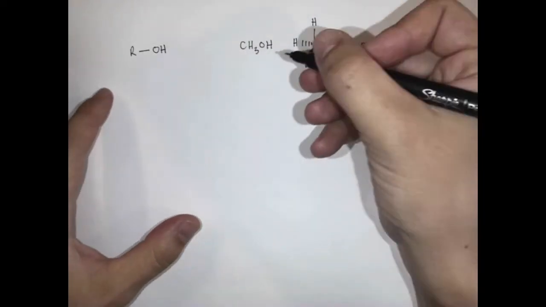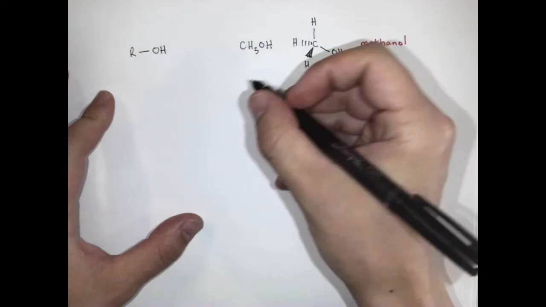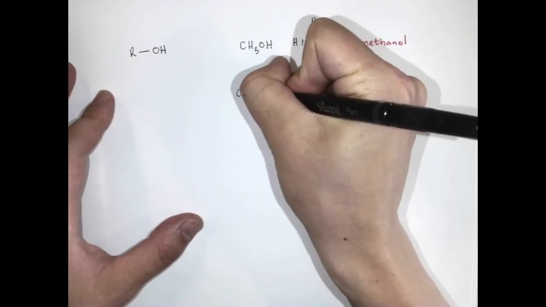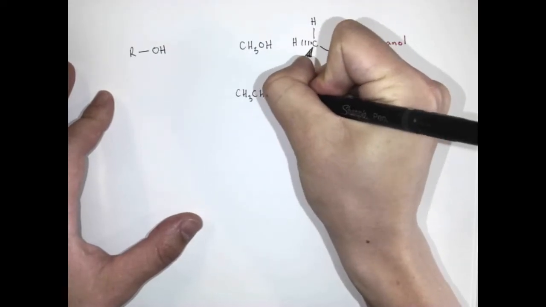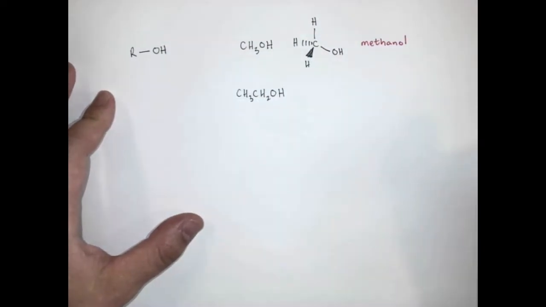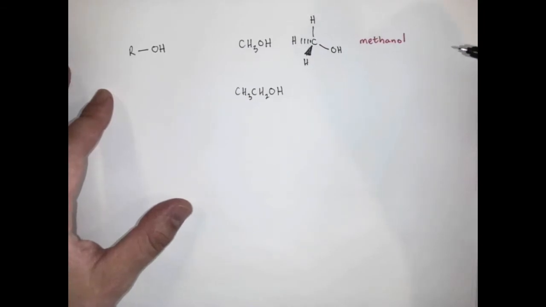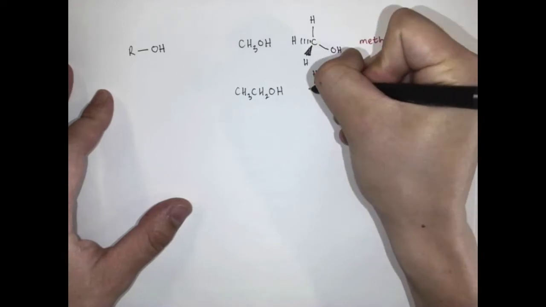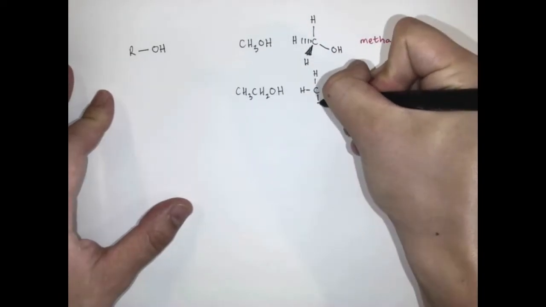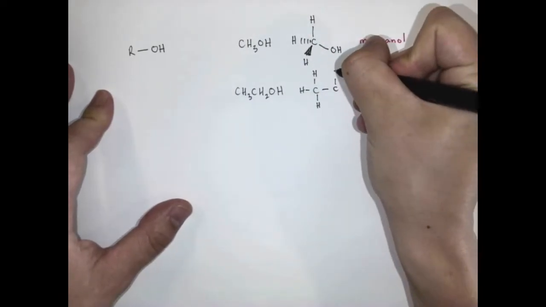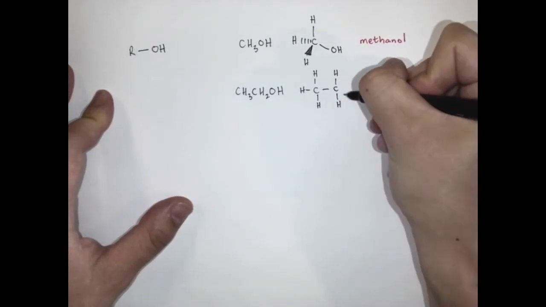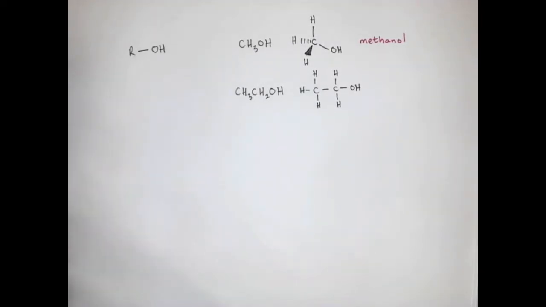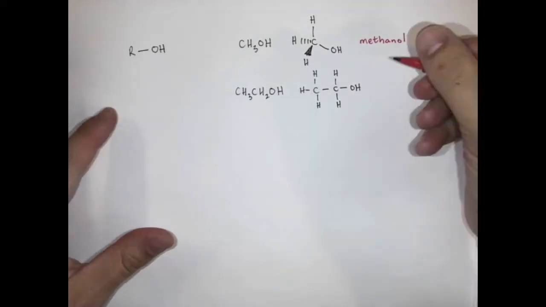The next alcohol is a 2-carbon chain with a hydroxyl group coming off. So the chemical formula would be CH3CH2OH, and when I draw, I'll just draw an expanded structural formula for it. You'll see a 2-carbon chain, but one of those carbons will have the hydroxyl group attached to it, and when we name this, we call it ethanol.